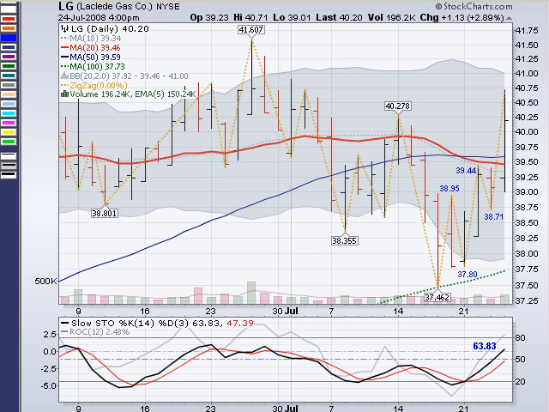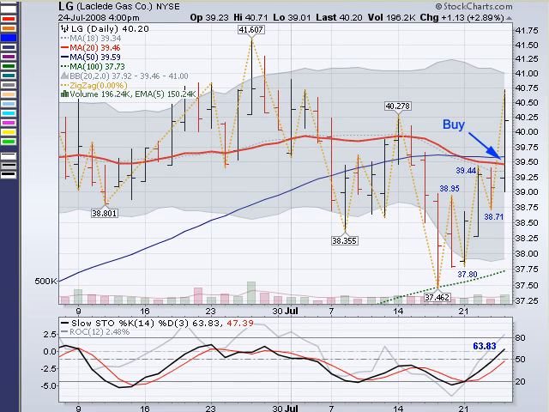You're looking at a chart of Laclede Gas from July of 2008. And remember, you want to buy a stock that's in an uptrend and over the 20-day moving average. And here's your uptrend here as we made higher highs and higher lows. And the instant that Laclede Gas crossed this red line, this 20-day moving average, it became a buy.